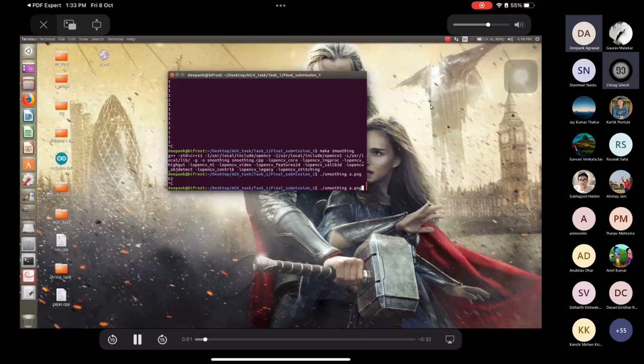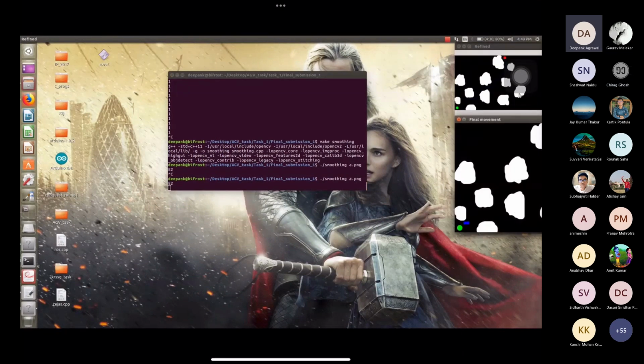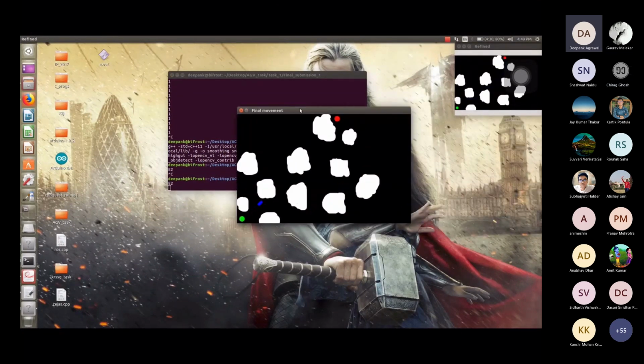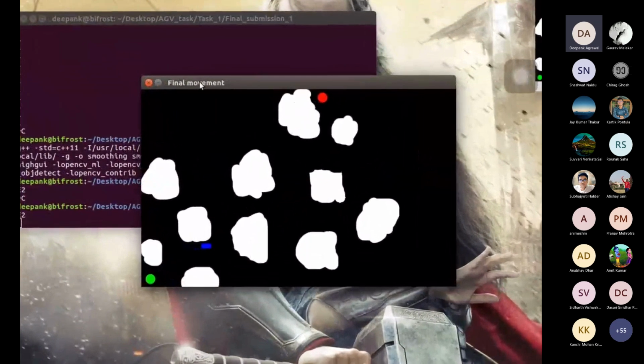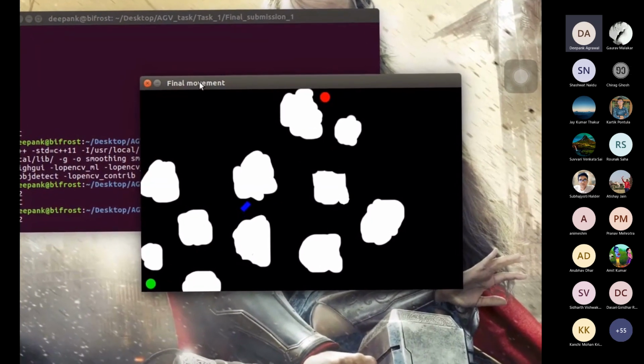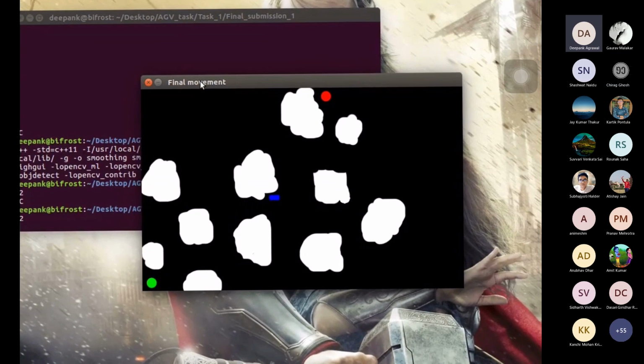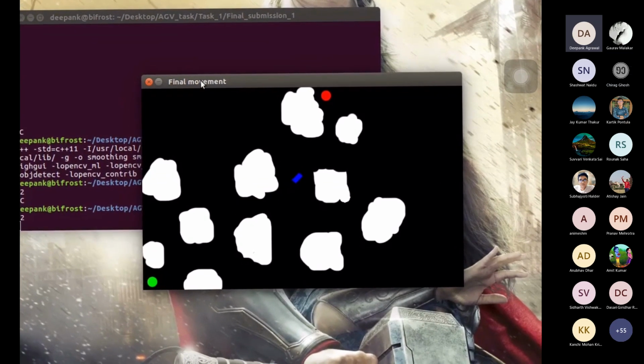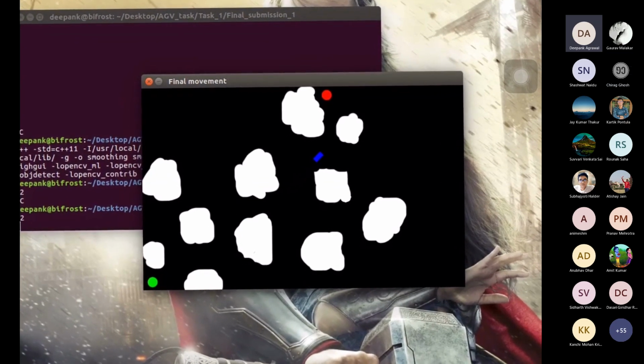Basically, you can simply mark those particular cells as obstacles. So when you are updating the distance, you can just ignore those particular cells. You can just ignore the white cells, and it won't calculate a path intersecting the obstacles.